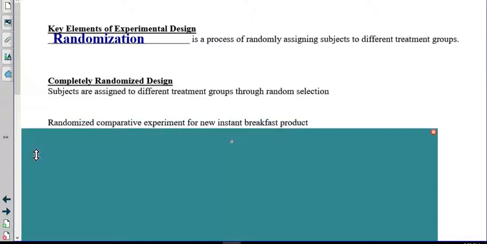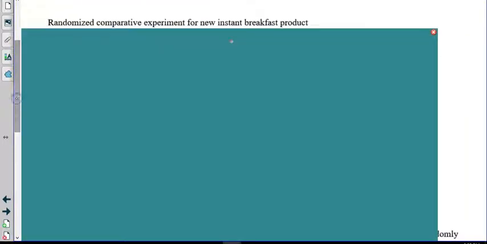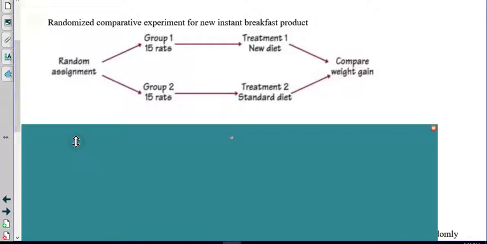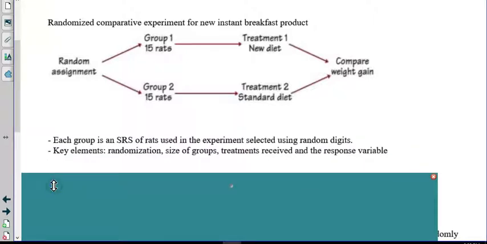So, randomized comparative experiment for a new instant breakfast product. This is a layout of this situation. First, you have a random assignment. One group of 15 rats here, one group of 15 rats here. Treatment 1 is the new diet. Treatment 2 is the standard diet they've been having forever. Then afterwards, you compare the weight gain. In this situation, each group is an SRS, simple random sample, of rats selected using random digits. So again, assign everybody a number, and then just randomly pick.